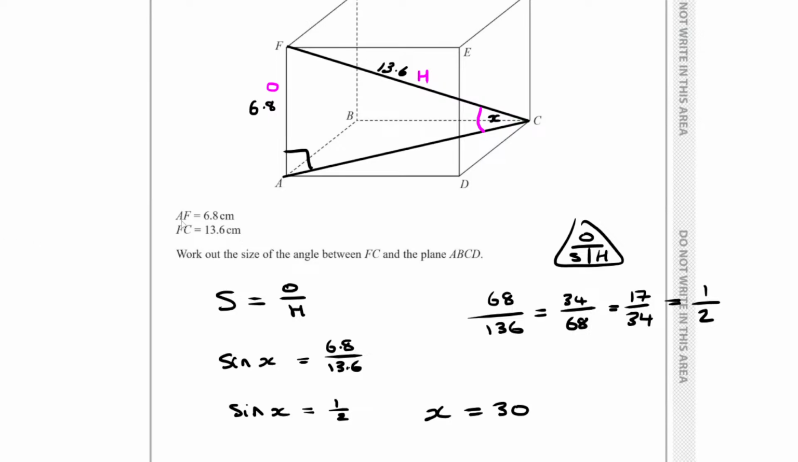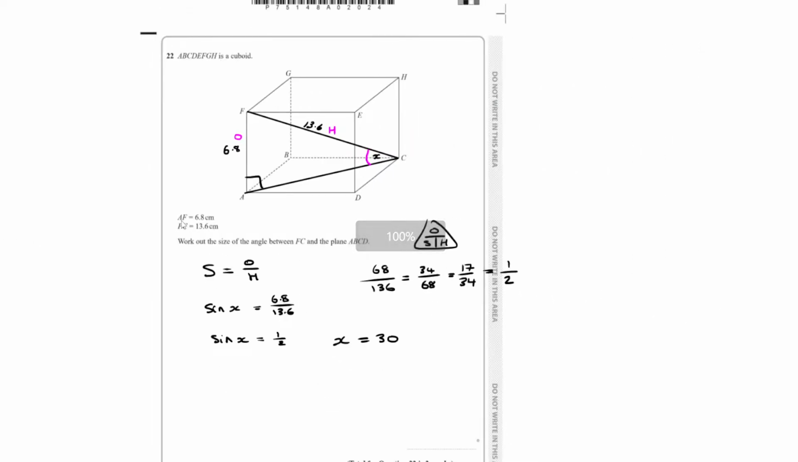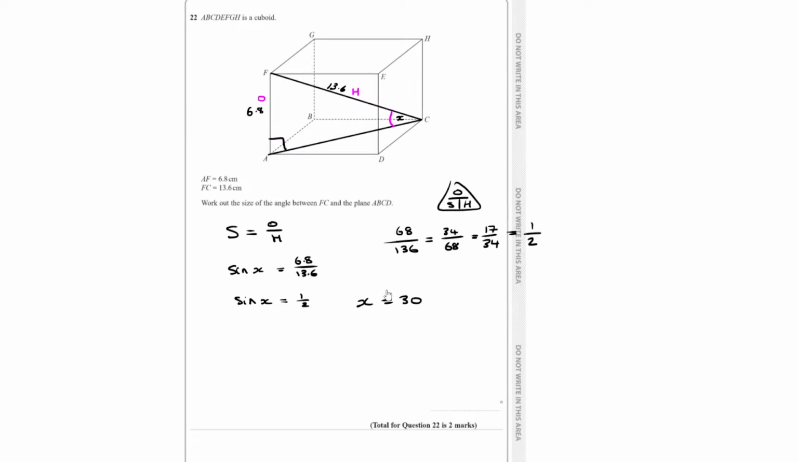Okay, so that is our answer. If I zoom out again, I don't know if you can see that. That was 2 marks. It wasn't that many marks because the actual trig itself was only 1 step.